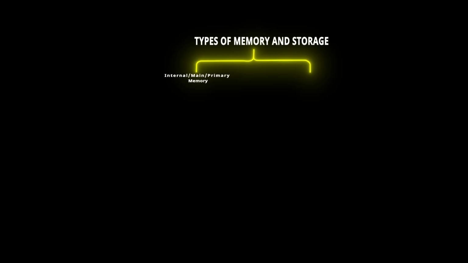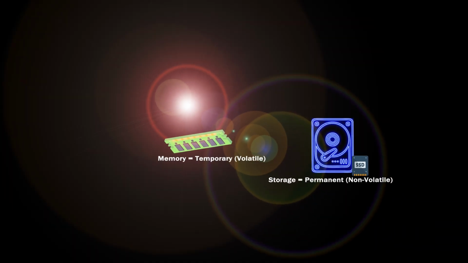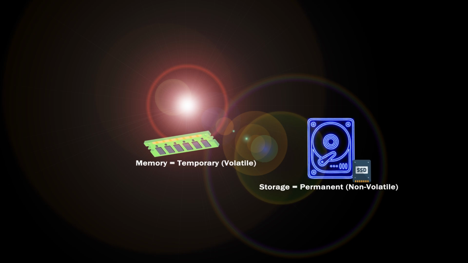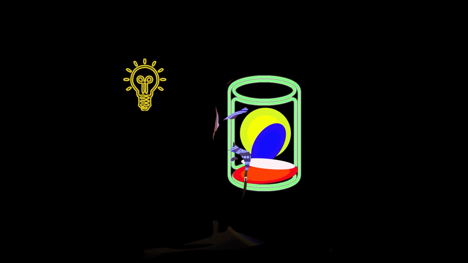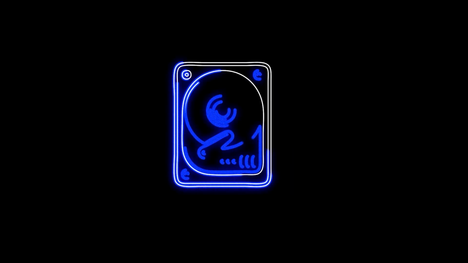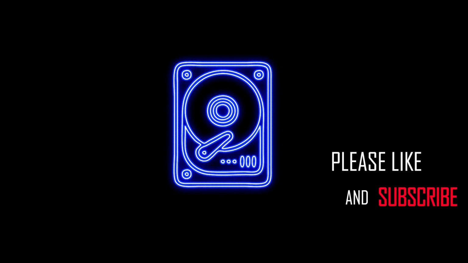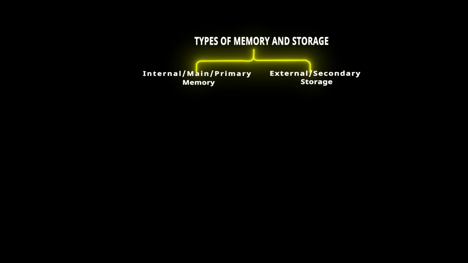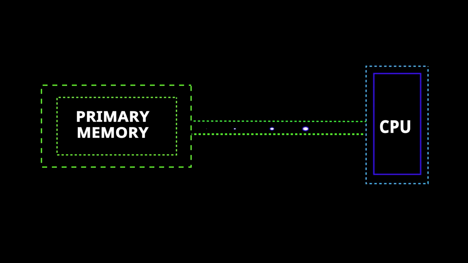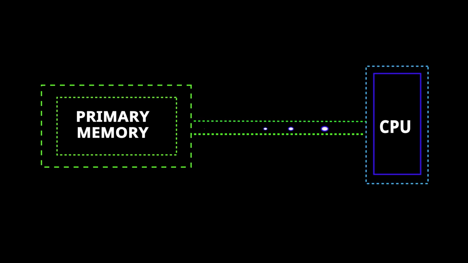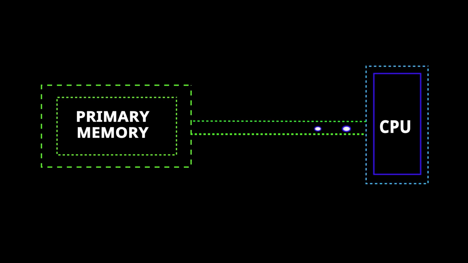First, let's talk about memory and storage devices. Think of memory as your computer's short-term memory, fast but forgetful. It's called primary memory. It stores data only while your computer is running and loses everything when the power is off. Storage, on the other hand, is your computer's long-term memory. It remembers everything even when the computer is off.